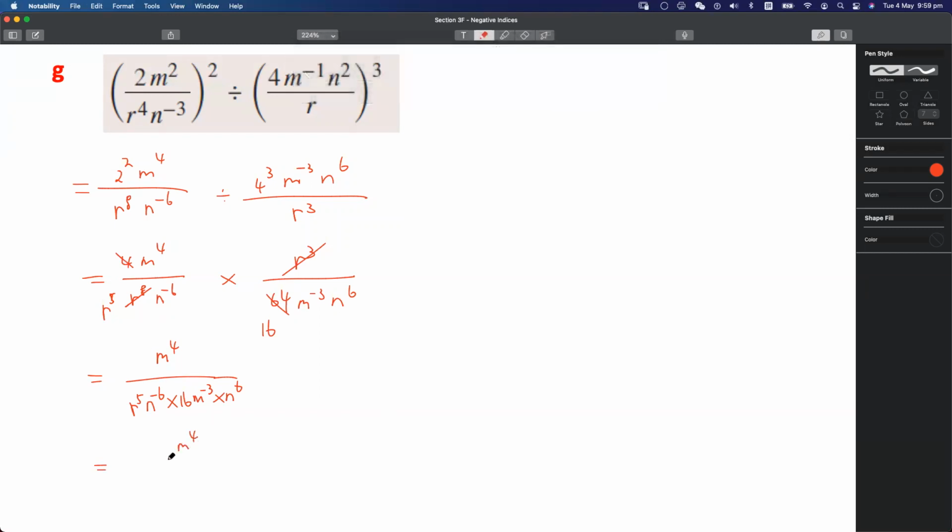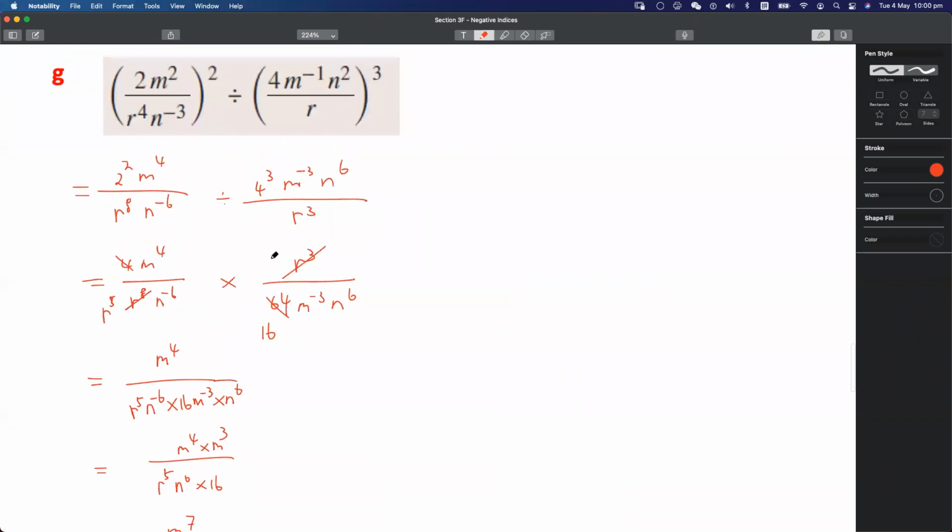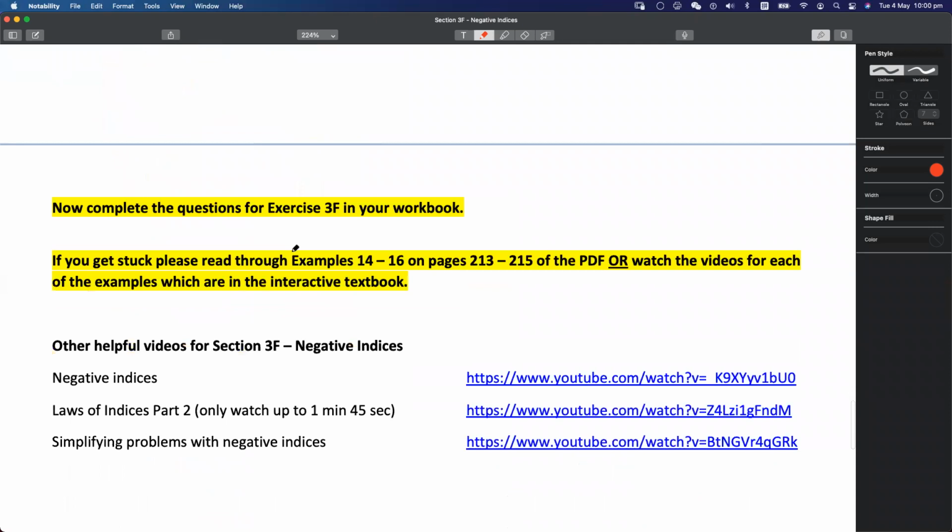So we have m to the power of 4 over, here, n to the power of -6 and n to the power of 6 could be combined as n to the power of 0. So r to the power of 5, n to the power of 0 times 16. Here, m to the power of -3 could be flipped, so times m to the power of 3. So your final answer is m to the power of 7 over 16 r to the power of 5. With this kind of question, be careful. Do it step by step.